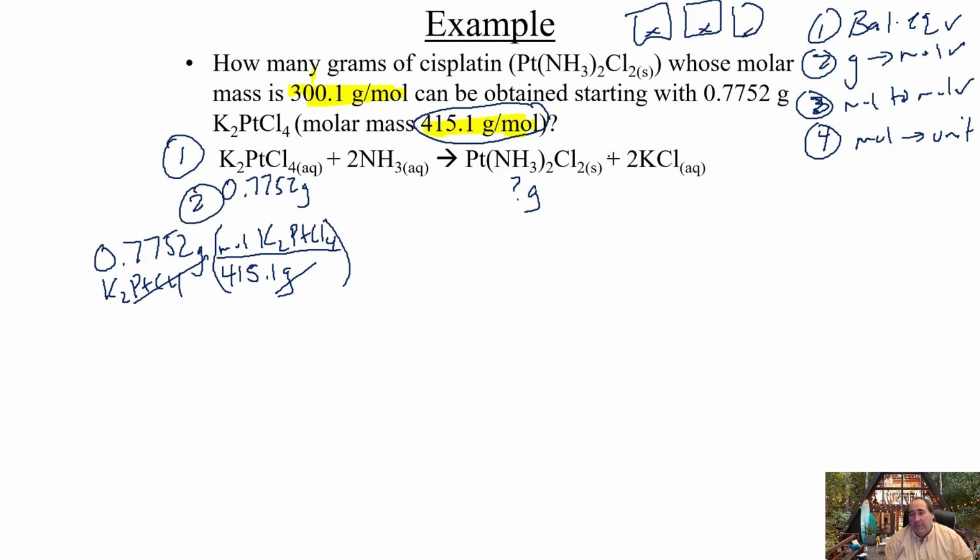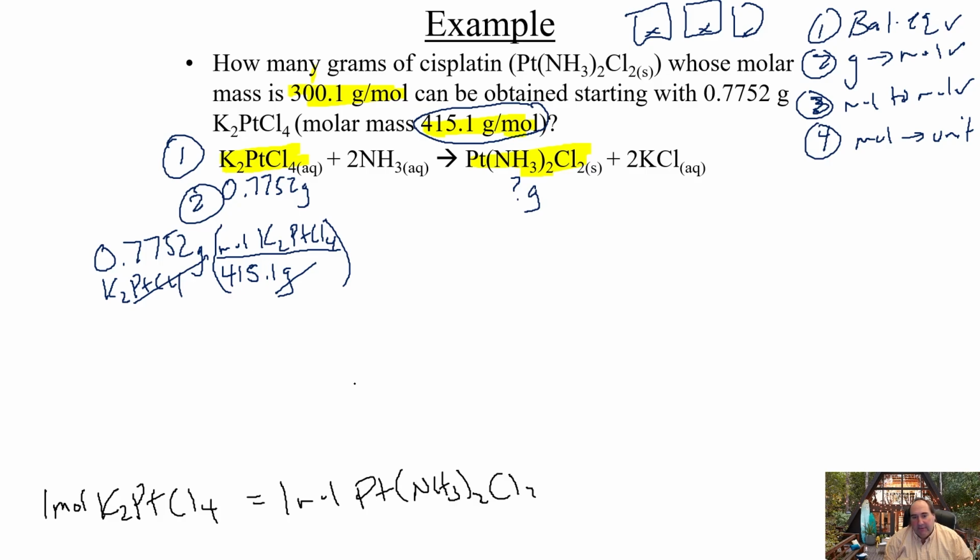Now we do need to do the mole-to-mole relationship, and again, we would go to the equation, and it is between this guy and this guy, and that doesn't look too bad. That looks like a 1-to-1 relationship. So if we do that, we see that for every 1 mole of our K2PtCl4, we get 1 mole of our Pt(NH3)2Cl2. So I'm going to do that for step number 3.